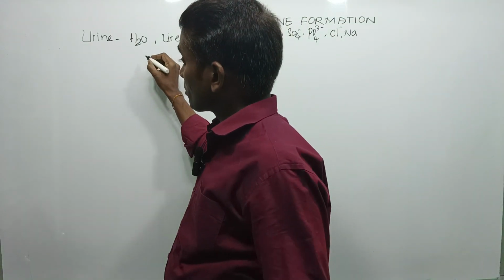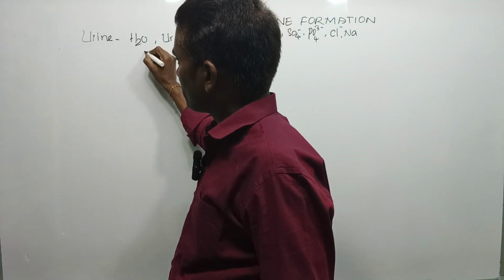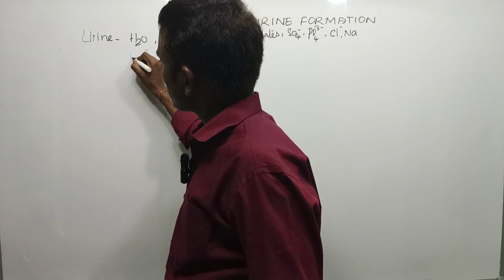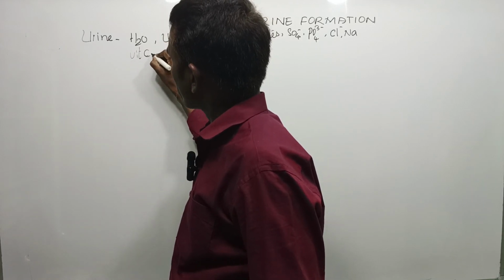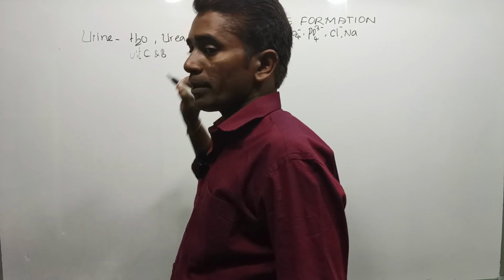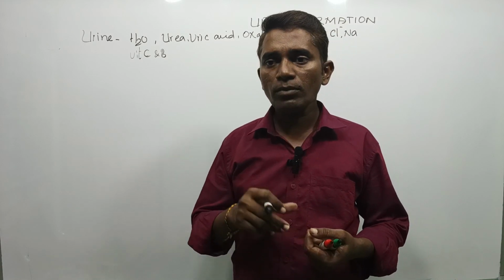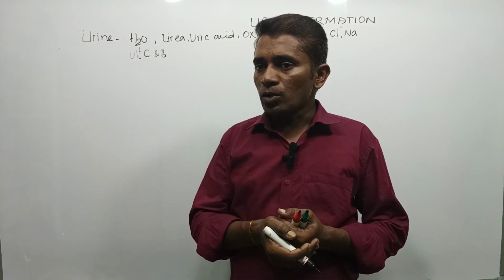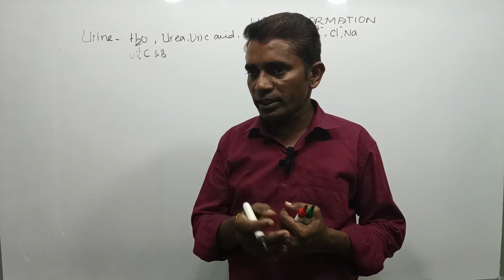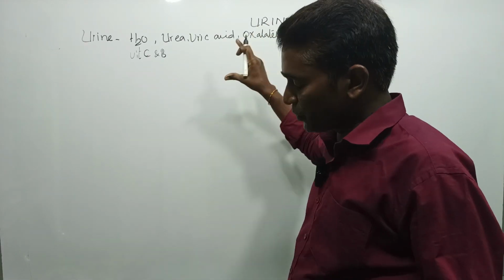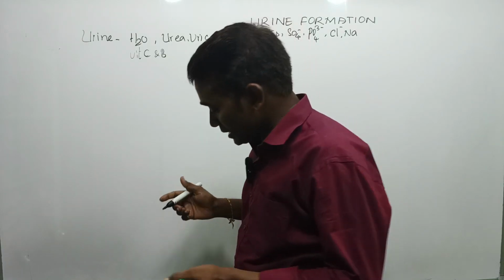It also includes some of the water soluble vitamins like vitamin B complex and C. Vitamin C, and some of the B complex vitamins are also there sometimes, depending on. Glucose will also be there. So these are the components of urine under normal conditions. It is yellow in color.